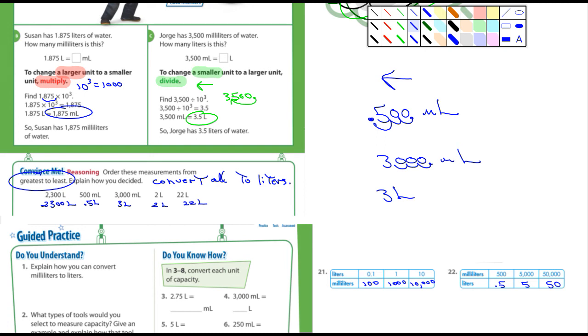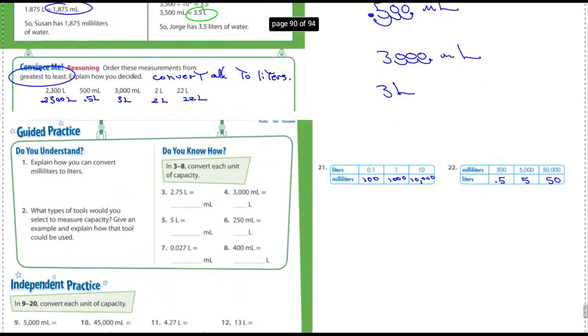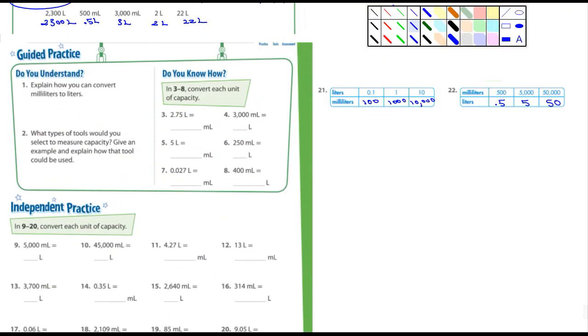Okay, let's go down to the guided practice. And I'm only going to do a couple of these because I think you guys shouldn't have too much of a problem with this. Let's look at number 7. So number 7, what do we have here? We have 0.027 liters, and we need to convert that to milliliters.